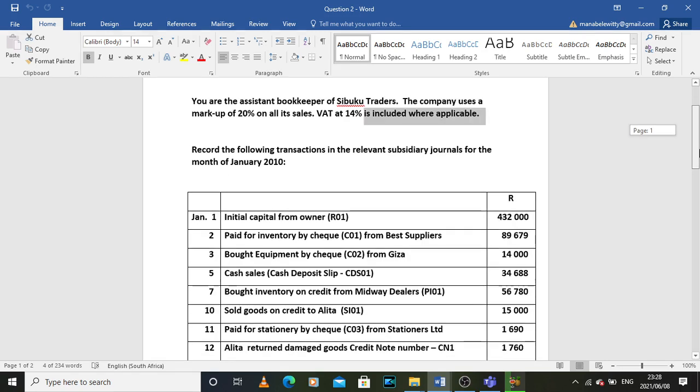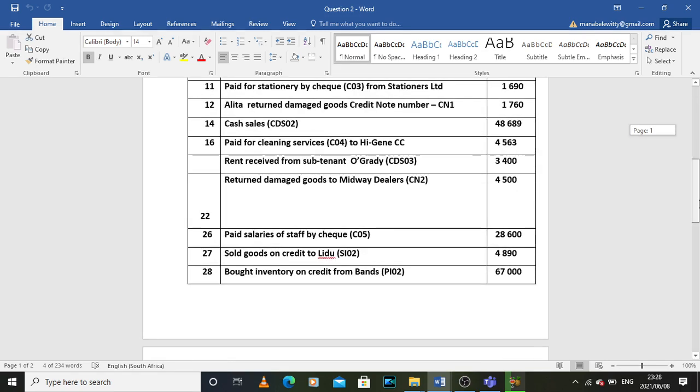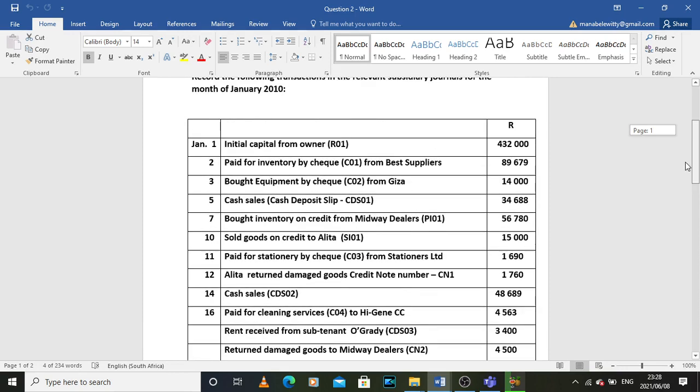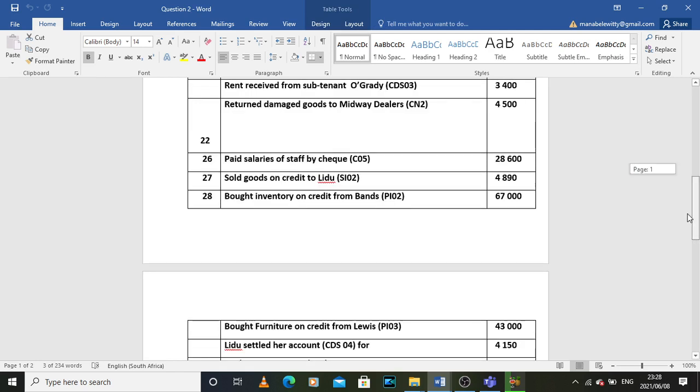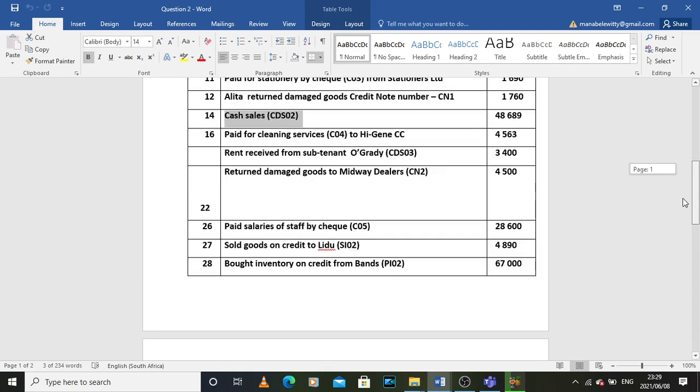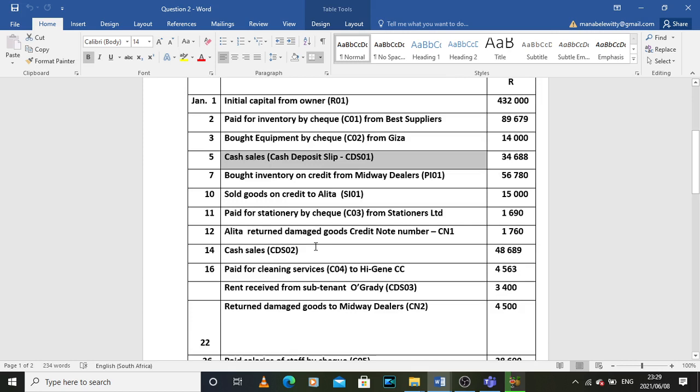Under these transactions, we're not going to answer them all. We're going to pick some, because some transactions are just a copy and paste. For example, check this cash sales, transaction number 14. If we go down, after that cash sales, there must be something to do with sales as well. Okay, it's not down, I picked the wrong one. Transaction number 5, cash sales. Transaction number 14, cash sales. So something that is related.